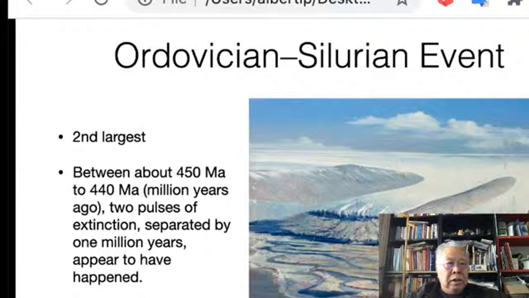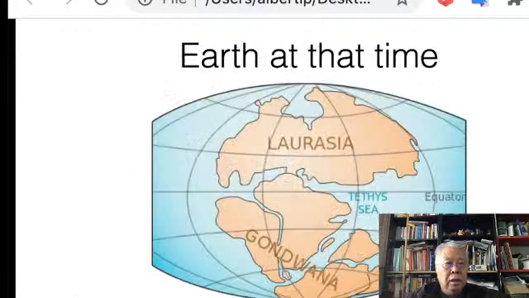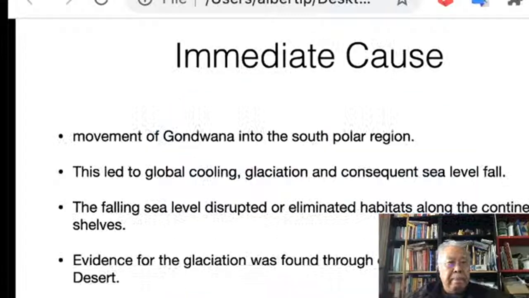Looking at the depiction, of course we don't have photographs from that time, so these are artists' drawings, a conceptualization of what happened. It was caused by an ice age. Now this is the Earth at that time. No, I think this is the wrong picture. Yeah, this is the wrong picture. It would have been crowded up together then.